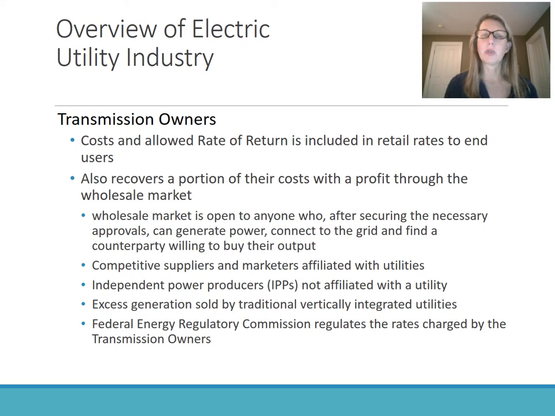Excess generation sold by traditional vertically integrated utilities. The Federal Energy Regulatory Commission regulates the rates charged by transmission owners. So on the retail side, the first bullet, that is all baked into the per kWh or per kW rate that we charge our retail customers.